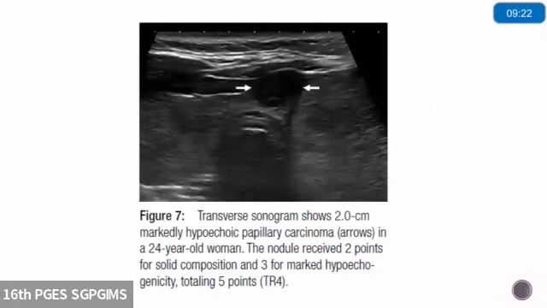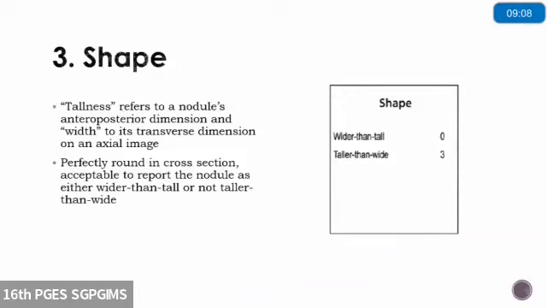Echogenicity wise, if the nodule is hyperechoic, then it is benign. And as it goes more and more hypoechoic, like this one, where the nodule is quite dark, it is more towards the malignant side. Shape wise, if the nodule is taller than wider, it is more of malignant, and if it is oval, that is wider than tall, it is benign.